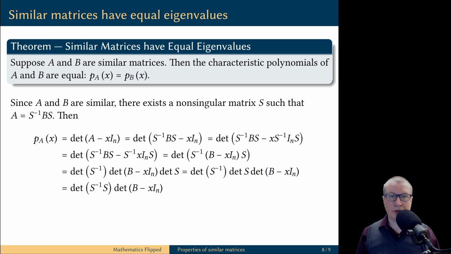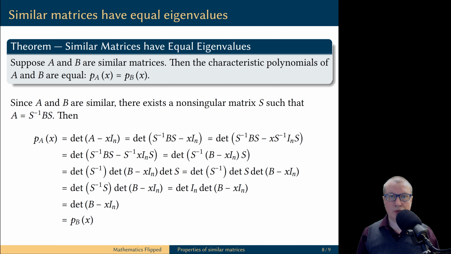Then, determinant of S inverse times determinant of S is the determinant of the matrix S inverse times S. But this product is the identity matrix. And we know that the determinant of the identity matrix is equal to 1. You should recognize that the last term in this equation is exactly the characteristic polynomial of the matrix B.